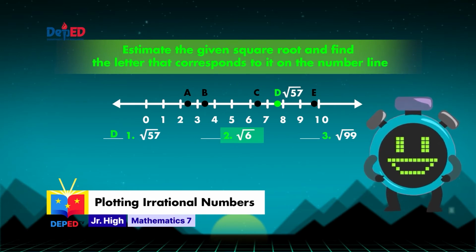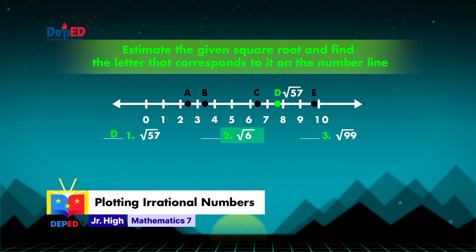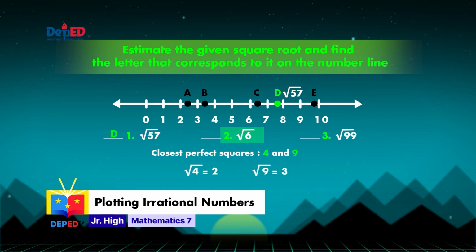Time's up! Let's check your answer. 6 is closest to the perfect squares 4 and 9. The square root of 4 is 2, and the square root of 9 is 3. So, the square root of 6 would fall between 2 and 3. 6 is closer to 4 than to 9. So, the square root of 6 must be closer to 2 than to 3. So, if your answer is letter A, you are correct.